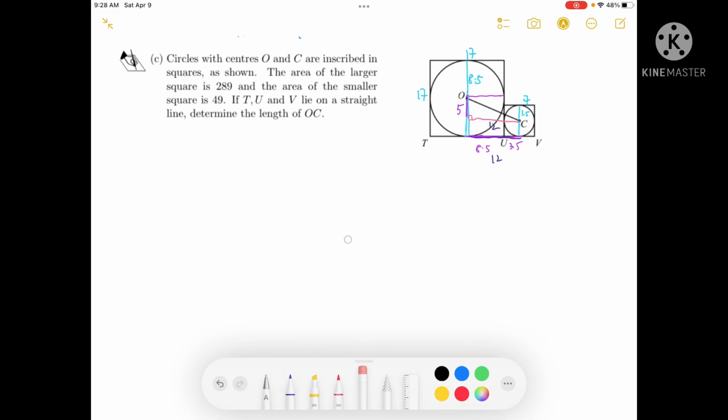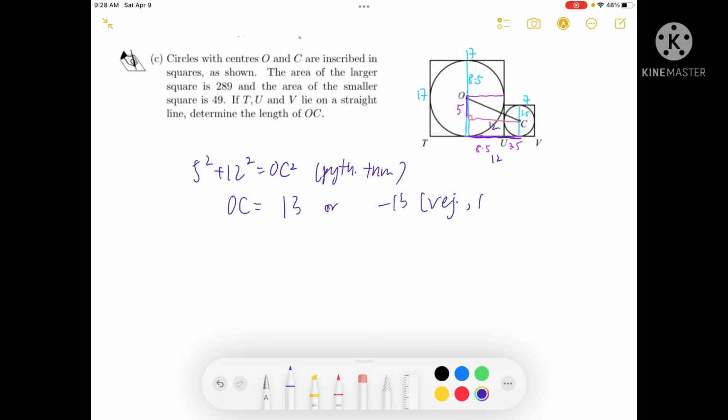Finally, we can just solve for OC. 5 squared plus 12 squared is equal to OC squared by the Pythagorean theorem. OC is equal to plus or minus 13, and minus 13 is rejected because OC is larger than 0. So the final answer is OC is equal to 13.